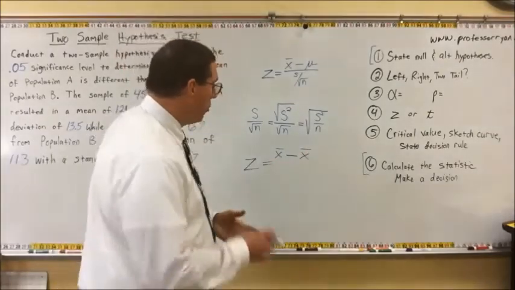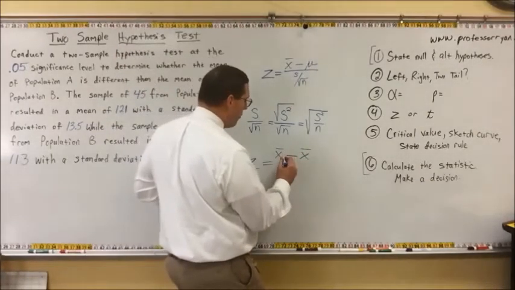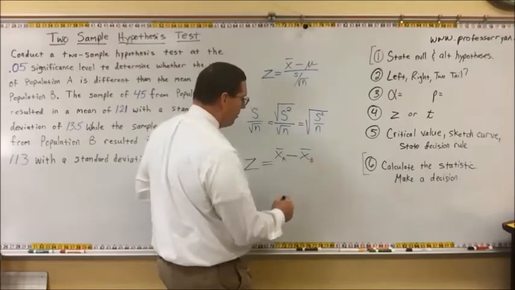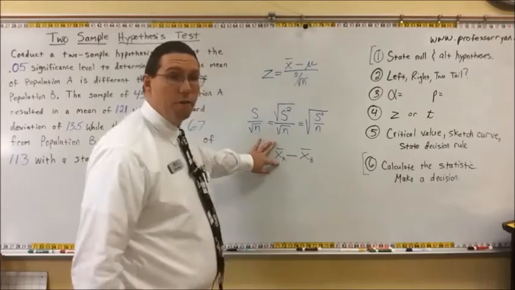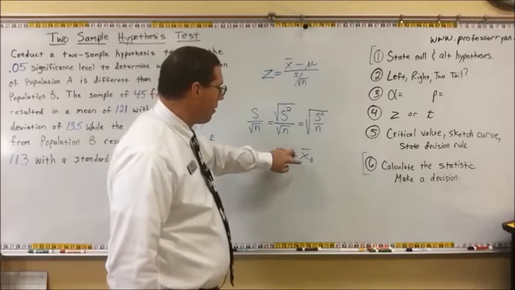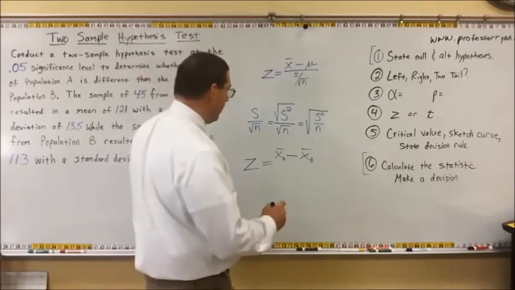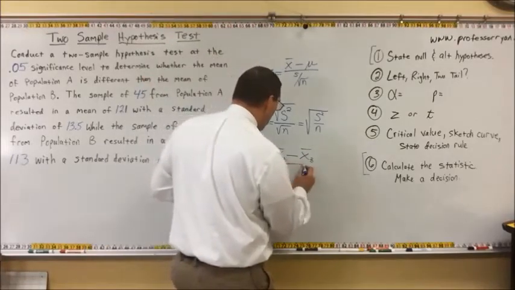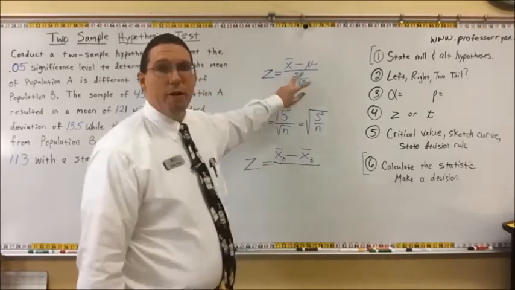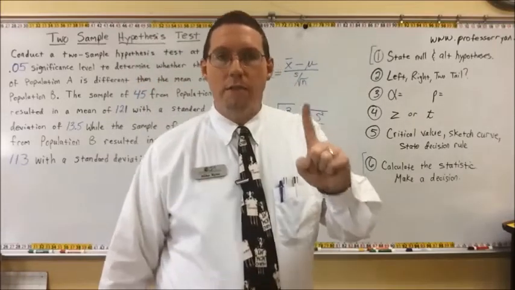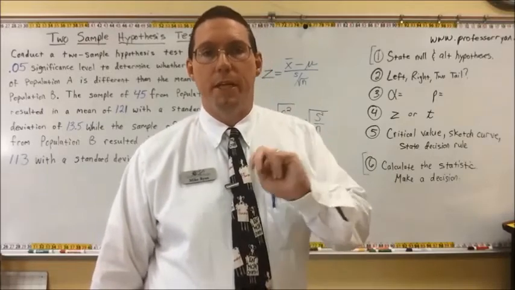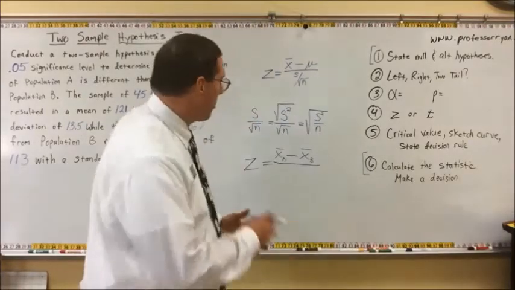But we want to clarify that this one is from population A and this one is from population B. So the numerator of our formula is going to be the sample mean from one population minus the sample mean from the other population. Then all over, for the standard error, instead of having the standard error of 1 sample, we're going to have the standard error of 2 samples, 1 from each population. And so this is what that's going to look like.